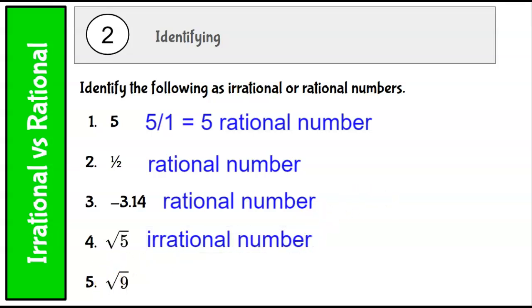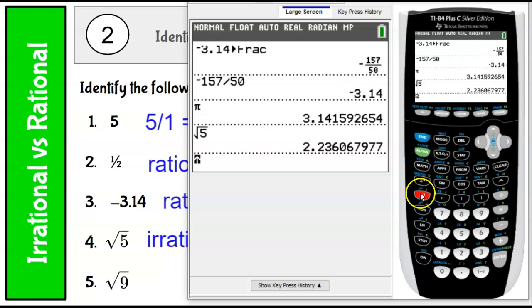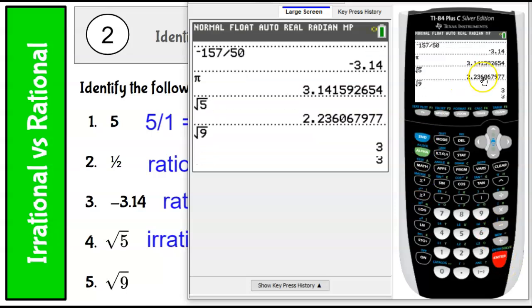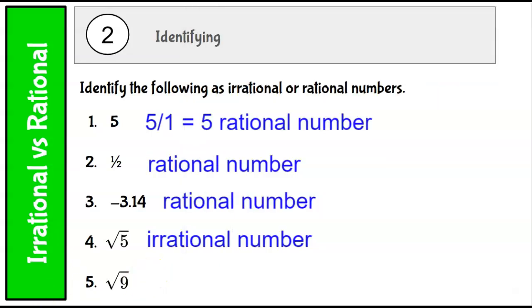And then the square root of 9 is 3, because 3 times 3 is 9, and I can write 3 as 3 over 1. So that's a rational number. So any number that you can turn into a fraction is a rational number. Any number that you can't turn into a fraction is an irrational number. And you'll know them also because they will be decimals that go on forever and never fall into a repeating pattern.